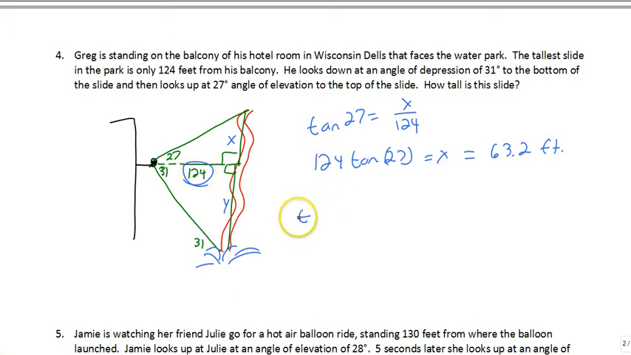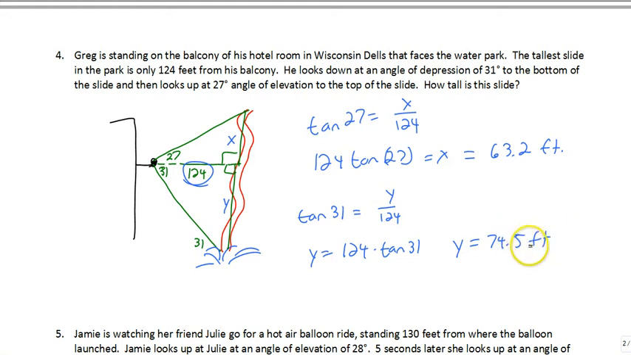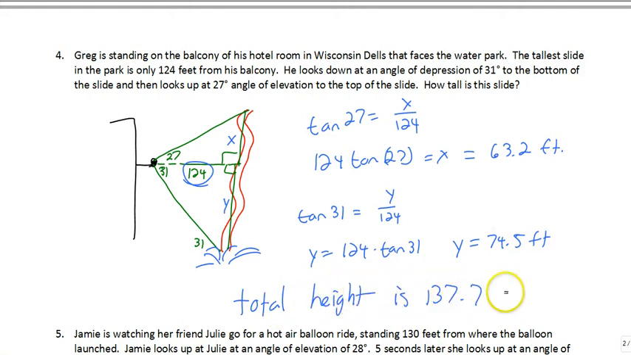And so we will do tangent of 31 this time is equal to Y over 124. So you get Y is equal to 124 times the tangent of 31, and you get that Y is approximately 74.5 feet. So all you have to do to find the total height of the slide is add both numbers up. So 63.2 plus 74.5. So the total height is 137.7 feet. That's how tall the slide is.